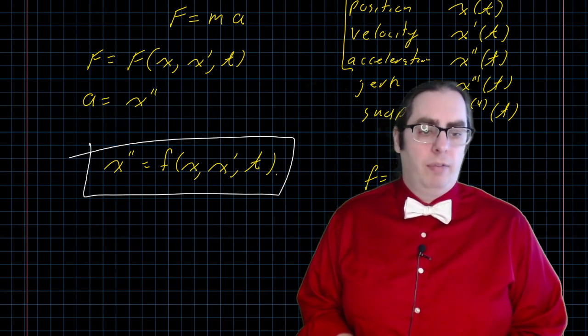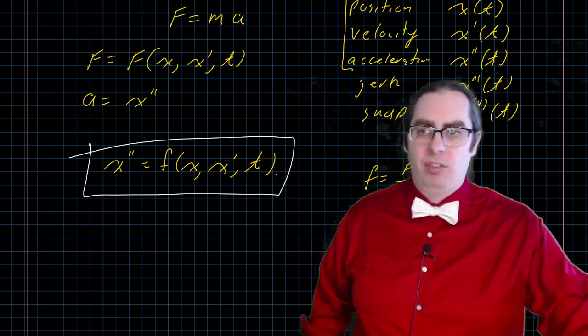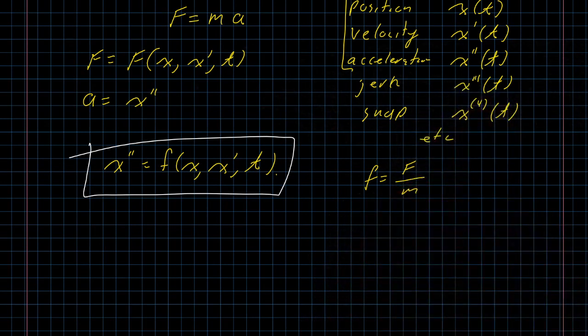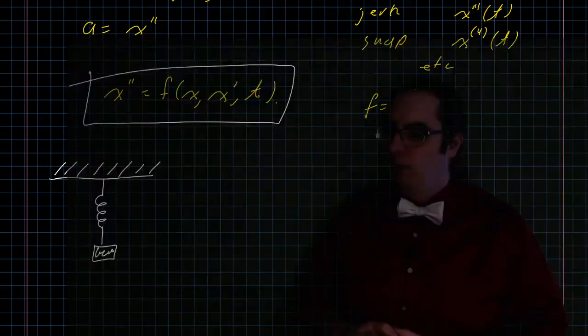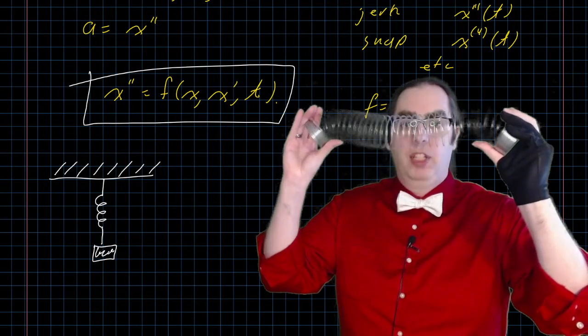I'm going to start off with the simple example of a mass on a spring. That is going to be our go-to situation here. All right, so if I have a fixed surface like a ceiling, I have a hook on the ceiling, I have a spring on the hook, and I have a mass on the spring. Alternately, I have a slinky.